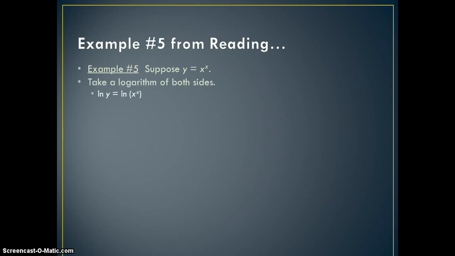We're going to take the logarithm of both sides. In doing so, we get natural log of y is equal to natural log of x to the x. Well, one of the properties of logarithms, one of our log laws, is that we can take an exponent inside of a logarithm and move it out front as a coefficient. In doing so, we get natural log of y equals x times natural log of x.